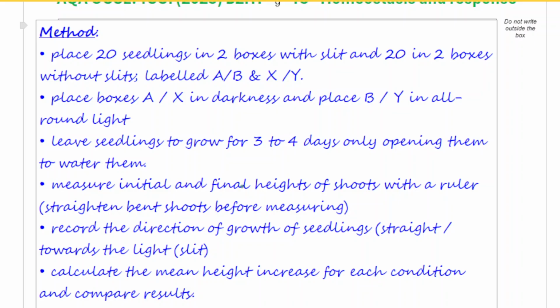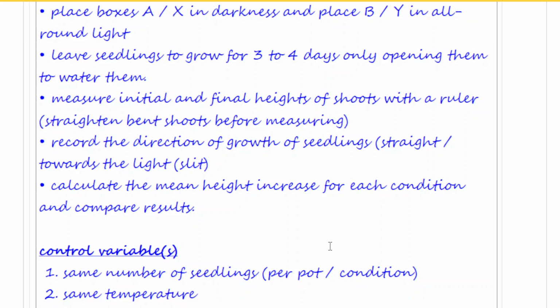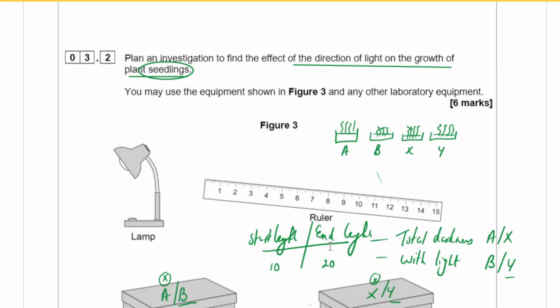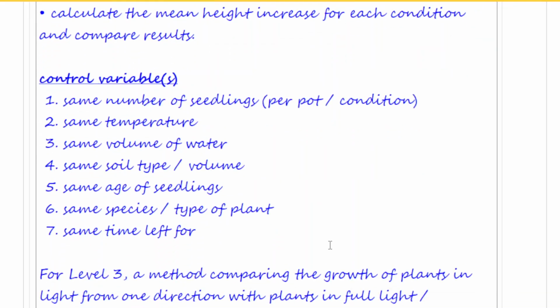Measure initial and final heights of shoots with a ruler. Straighten bent shoots before measuring. Record the direction of growth of seedlings, whether it's straight or towards the light. Calculate the mean height increase for each condition and compare the results. Now you don't have to discuss the results here. They're asking you to plan an investigation. So it's just the planning bit.